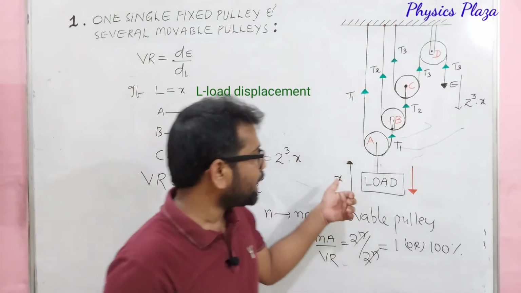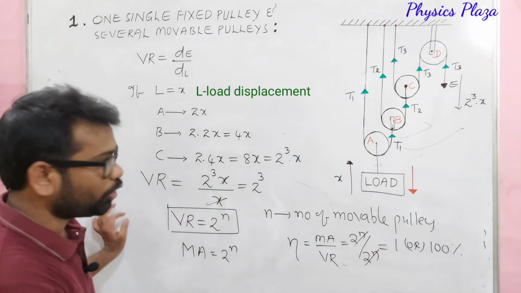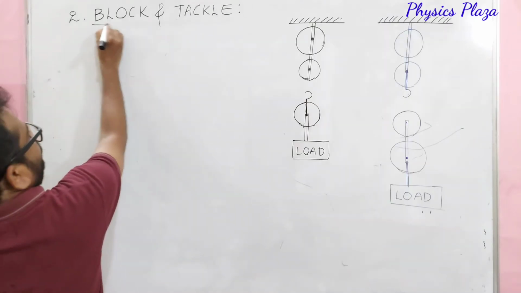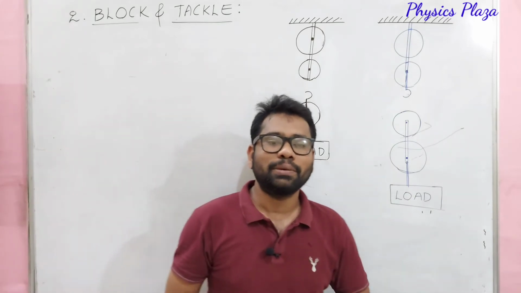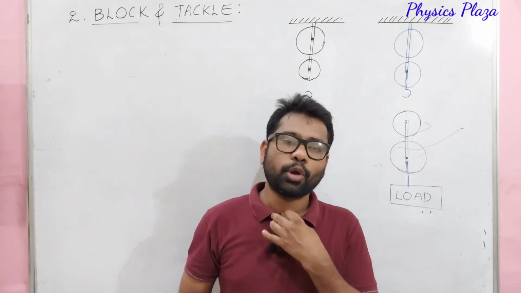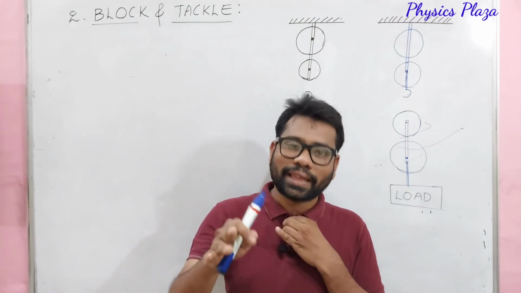Now next we will be calculating the block and tackle system. Just copy it, we will move into block and tackle. Now we will discuss the block and tackle system. Children, before calculating the mechanical advantage and velocity ratio of the block and tackle system, let us try to understand what a block is and what a tackle is.